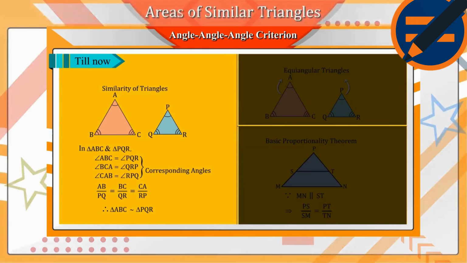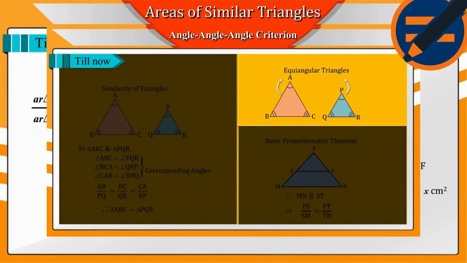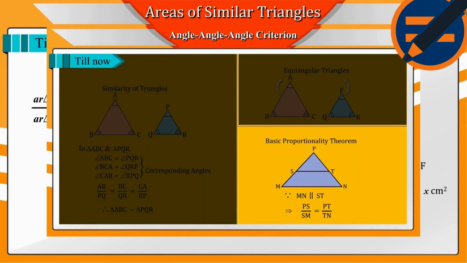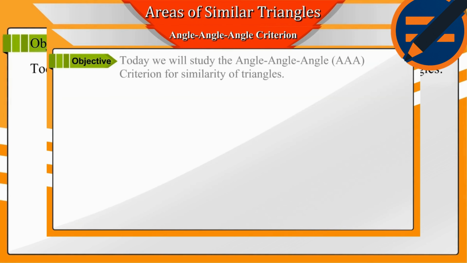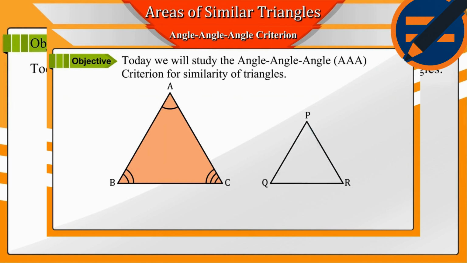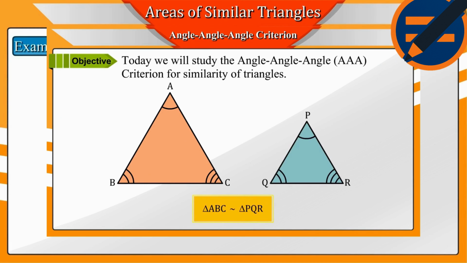In the previous video, we learned about similarity, similar triangles, and basic proportionality of similar triangles. In this video, we will see another interesting example based on AAA criteria for similarity of triangles.